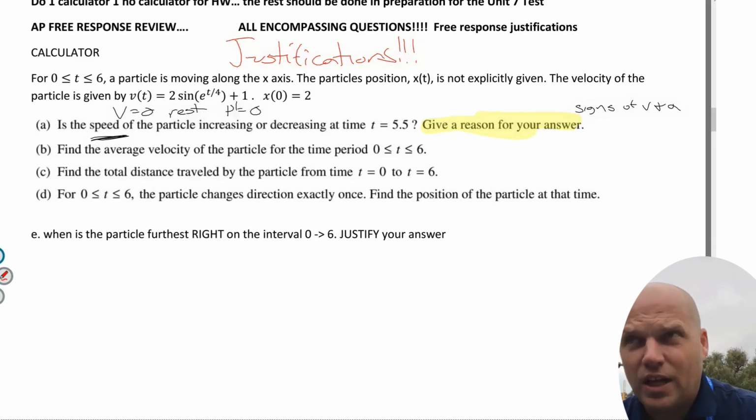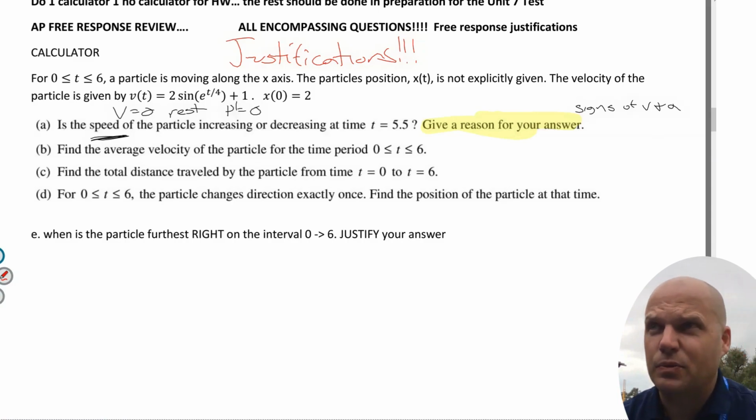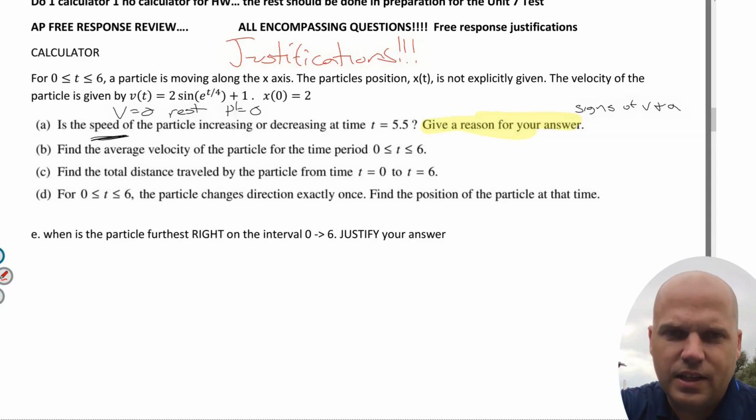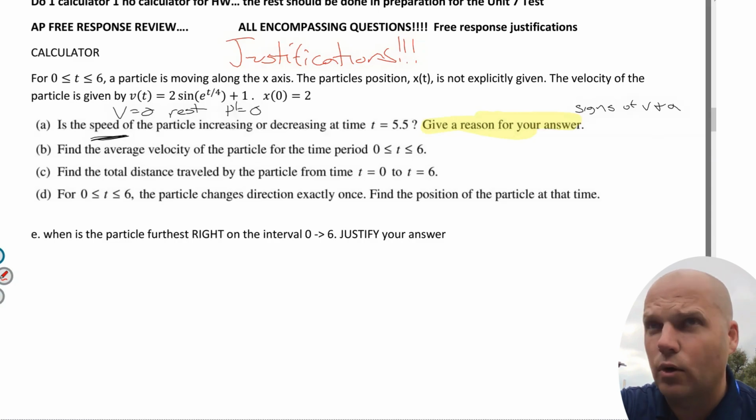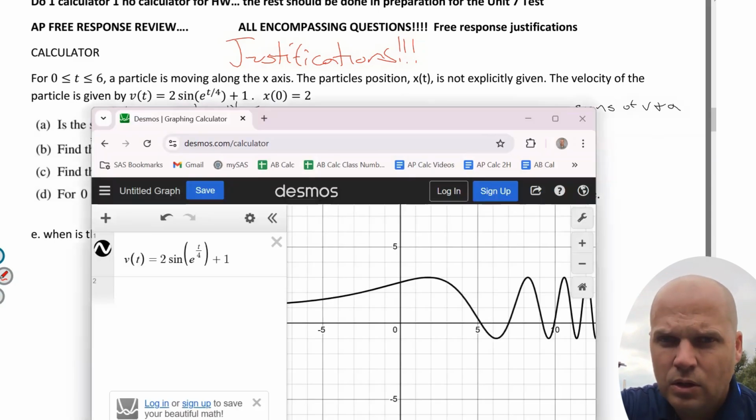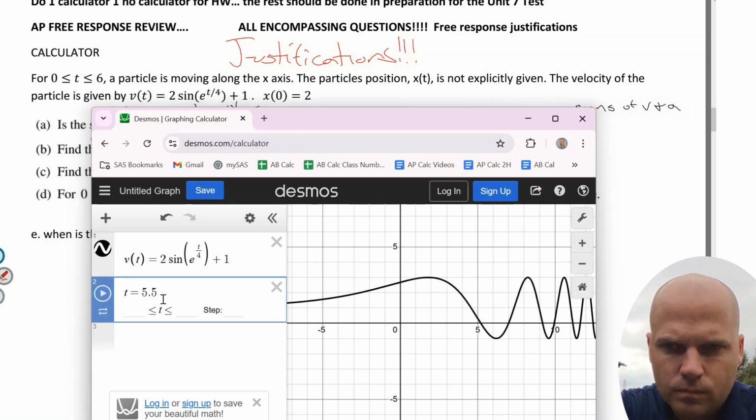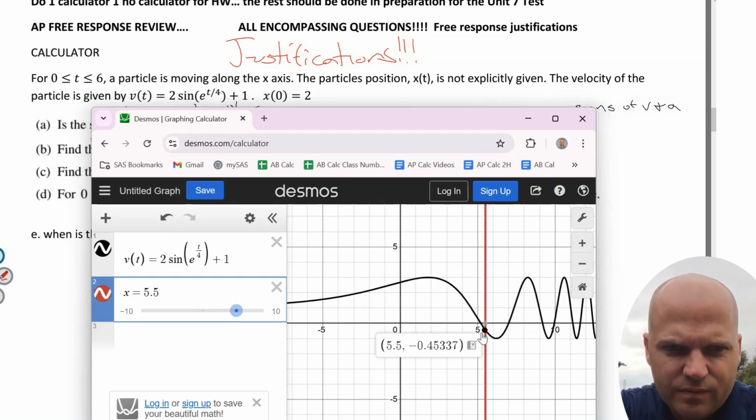You could talk about your velocity being positive and increasing. You could talk about it being negative and increasing. I don't know, there's lots of ways to answer this. You can talk about your velocity getting closer to 0 or getting further away from 0, but it's easy enough to just go to x equals 5.5.